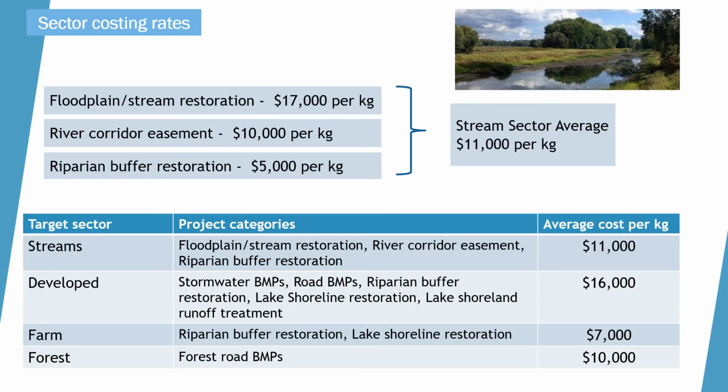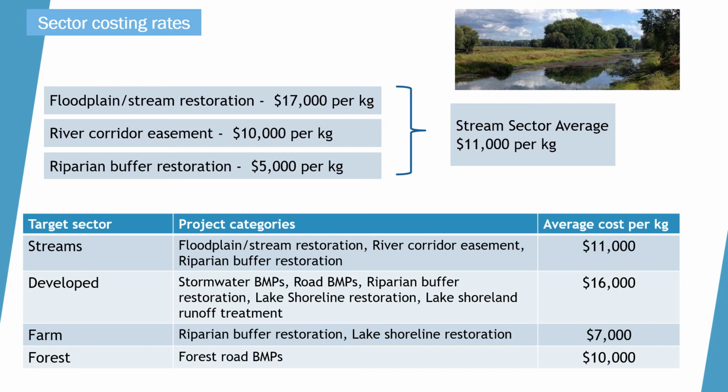We calculate these sector costing rates by averaging the cost per kilogram for project categories for each sector. This slide shows an example of how we estimate stream sector costs by averaging the cost for floodplain stream restoration projects, river corridor easements, riparian buffer restoration projects, which have an average cost of about $11,000 per kilogram of phosphorus. Similarly, for developed lands, we average stormwater best management practices, road best management practices, riparian buffer restoration, lake shoreland runoff treatment, and lake shoreline restoration, which together have an average cost of nearly $16,000 per kilogram.